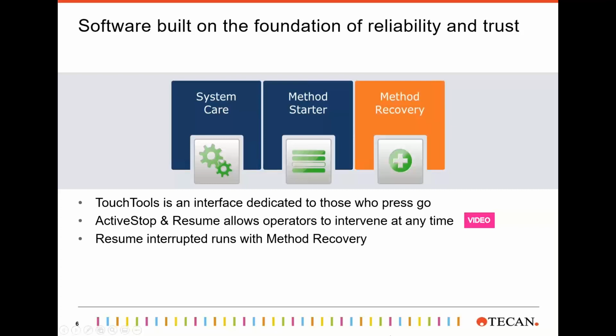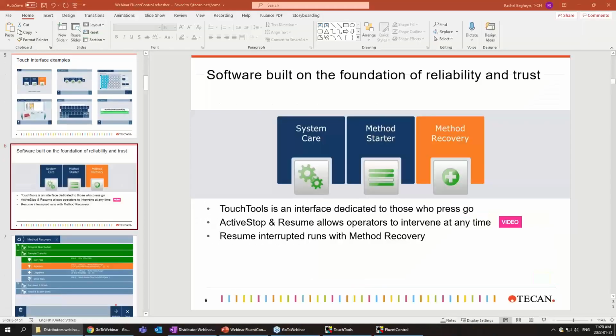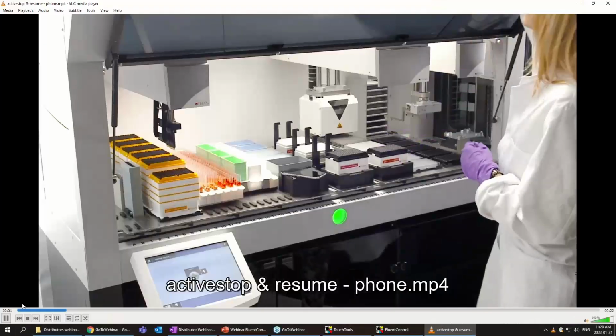You can also do method recovery. But what's also really nice is that Fluent Control offers an active stop and resume, which allows operators to intervene at any time. If you open the Fluent Control door, all the arms will stop moving and you can do an intervention. I have a little video to show you to illustrate that. Let me grab the video. It's on this screen. Let me just restart it.